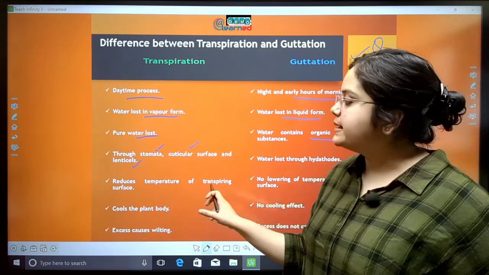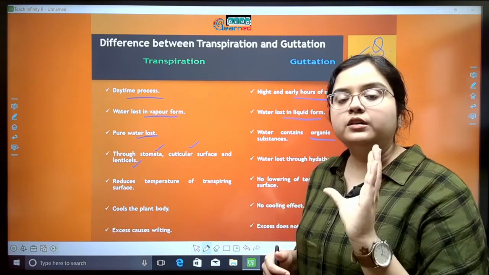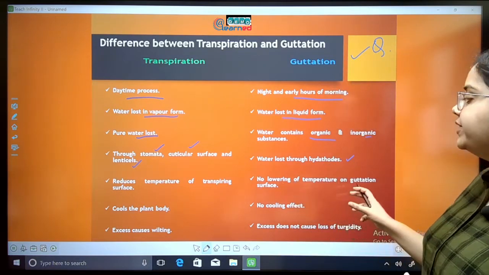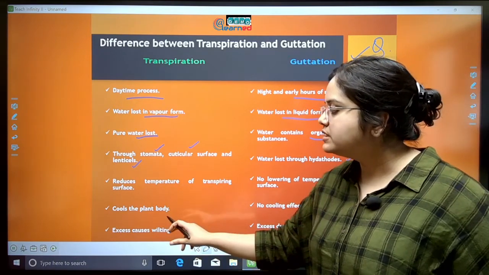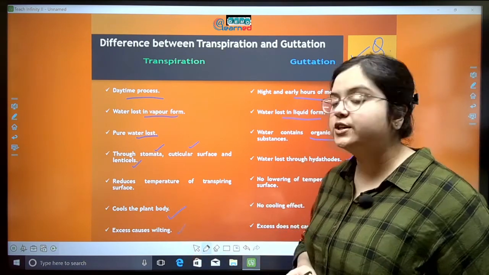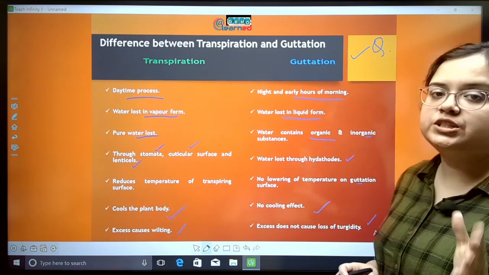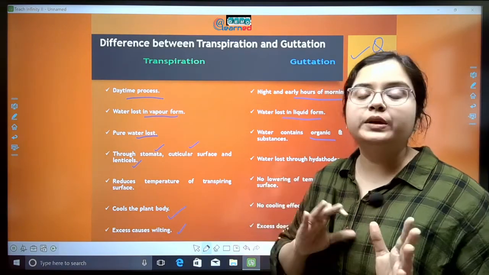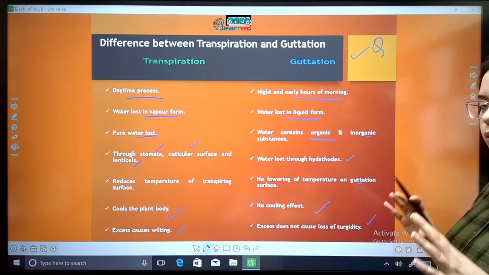Transpiration reduces the temperature of the transpiring surface. As the water vapor goes out, the leaf surface gets cooled, but in guttation no lowering of temperature happens, right? Only the water droplets come out. Transpiration cools the plant body, guttation has no cooling effect, and excess transpiration causes wilting of leaves, but excess guttation does not cause any loss of turgidity in the leaves. Only the excess water is going out. Otherwise, no wilting, no such phenomenon takes place in guttation. So, these are the differences which are quite easy to understand.